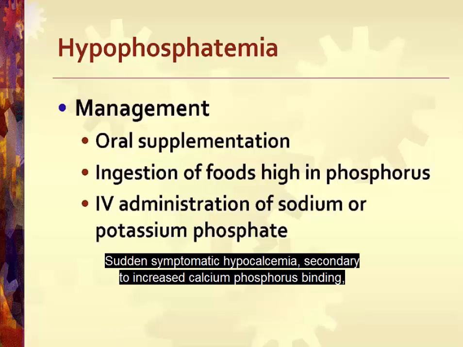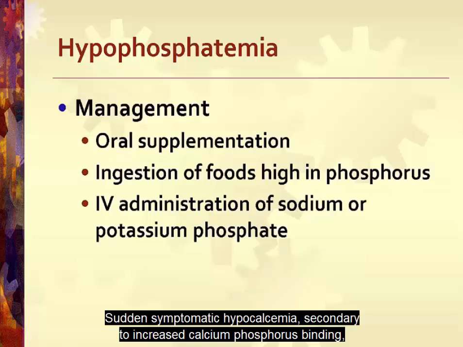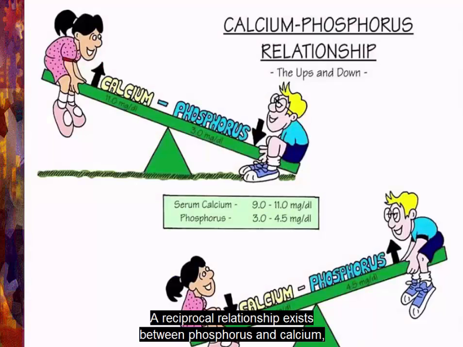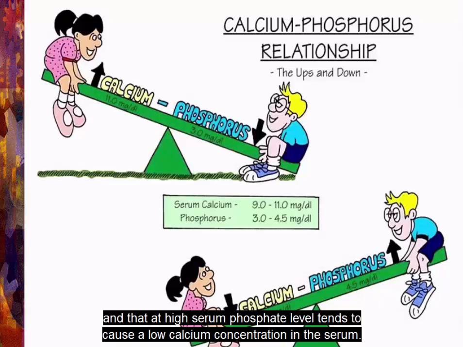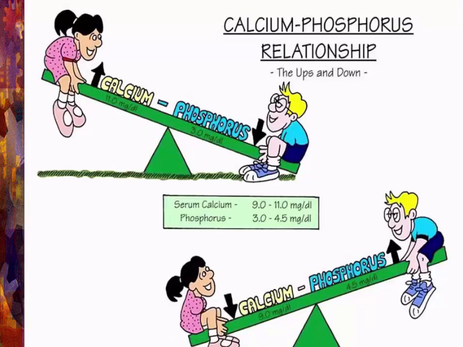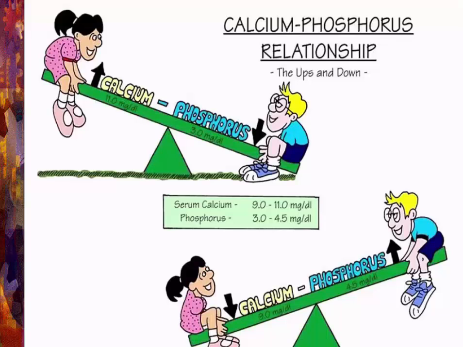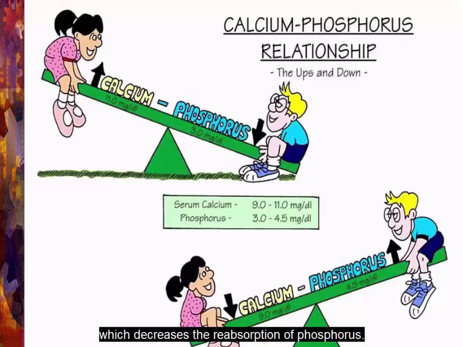Sudden symptomatic hypocalcemia secondary to increased calcium phosphorus binding is a potential complication of IV phosphorus administration. A reciprocal relationship exists between phosphorus and calcium, and a high serum phosphate level tends to cause a low calcium concentration in the serum. Low serum calcium levels stimulate the release of parathyroid hormone, which decreases the reabsorption of phosphorus.